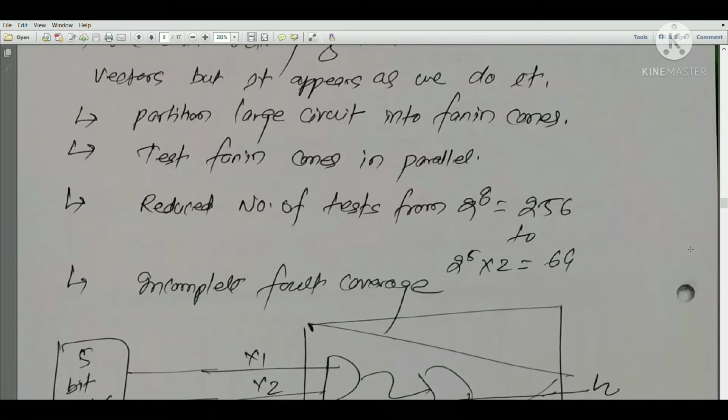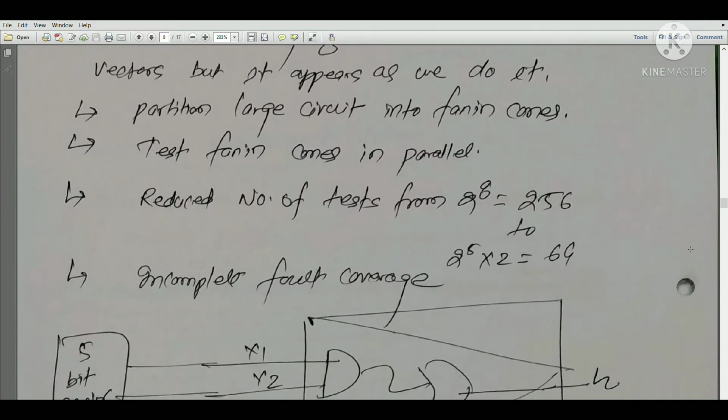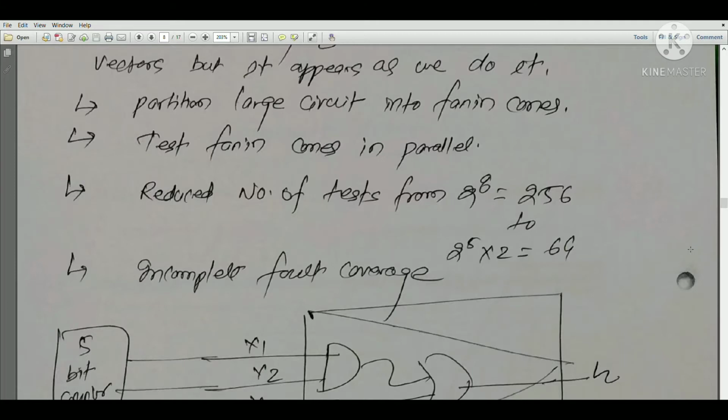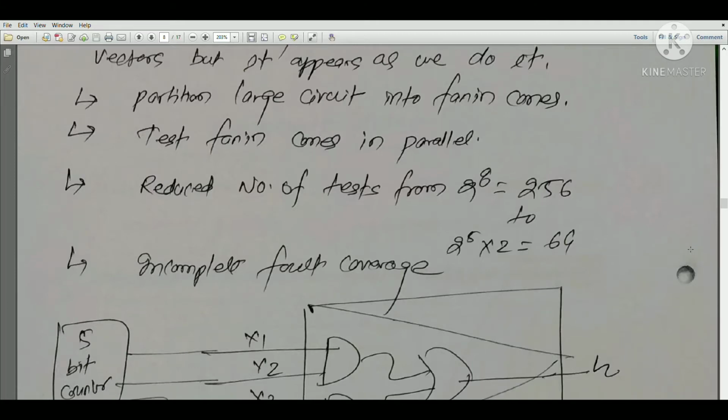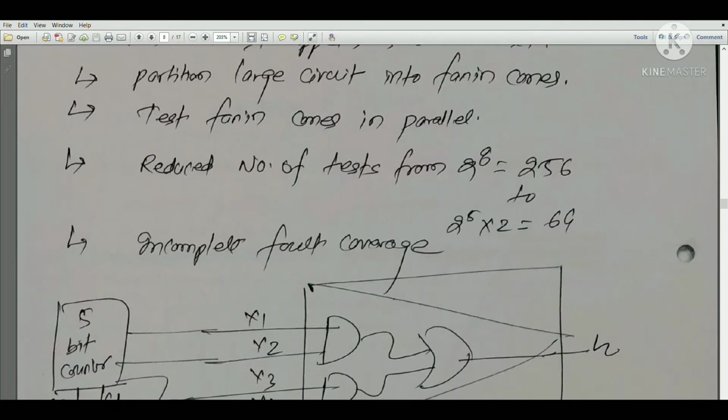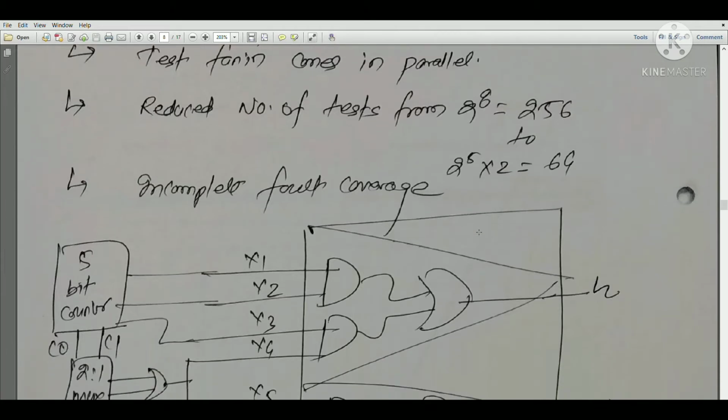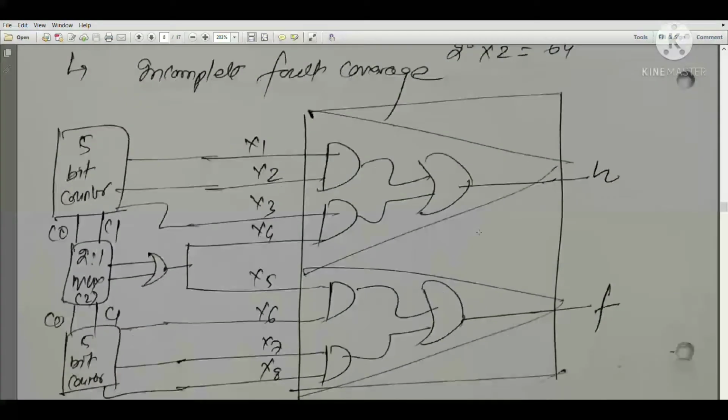So what is the logic behind this particular method? First, partitioning the larger circuit into a number of subcircuits, or we can say fan-in cones. We will see what fan-in cones are. Second, test the fan-in cones in parallel. And third, it reduces the number of tests, and how this figure comes about, we will discuss after understanding this example. I will discuss the other two points later.